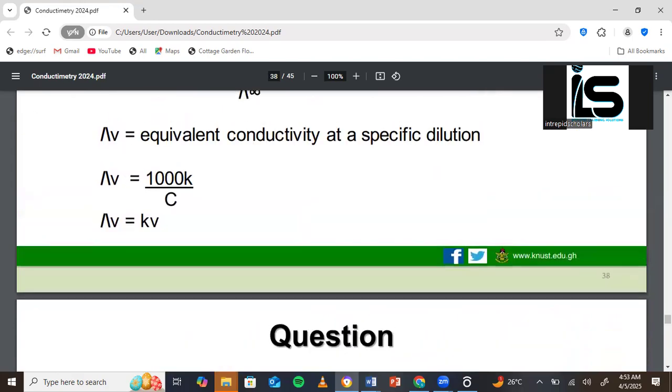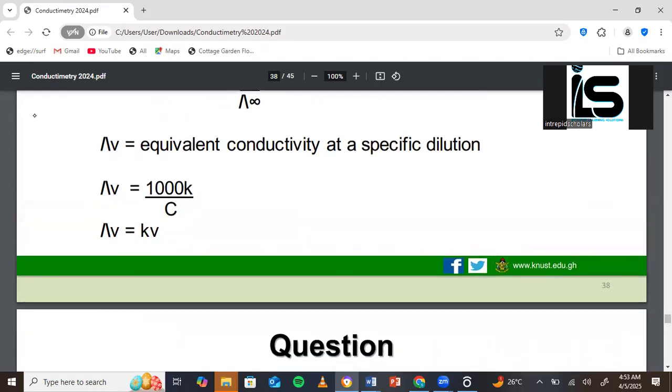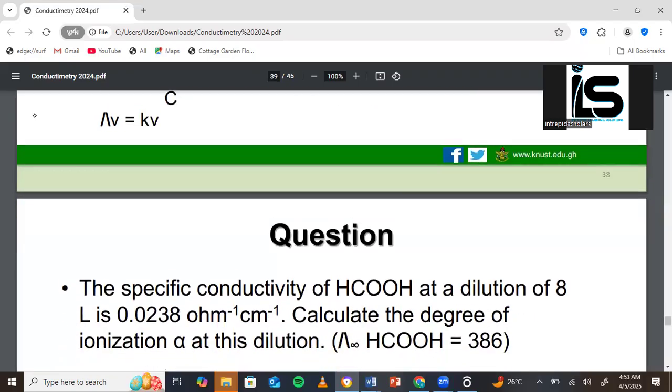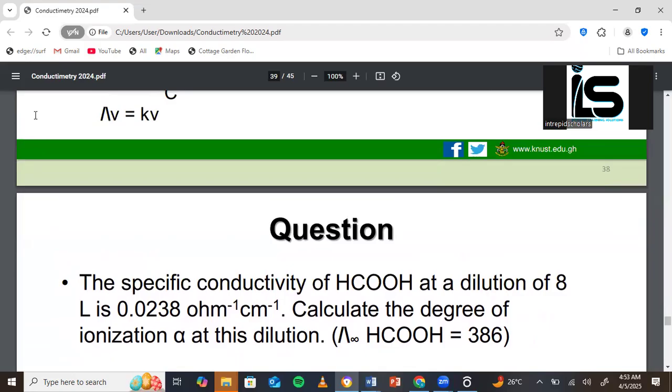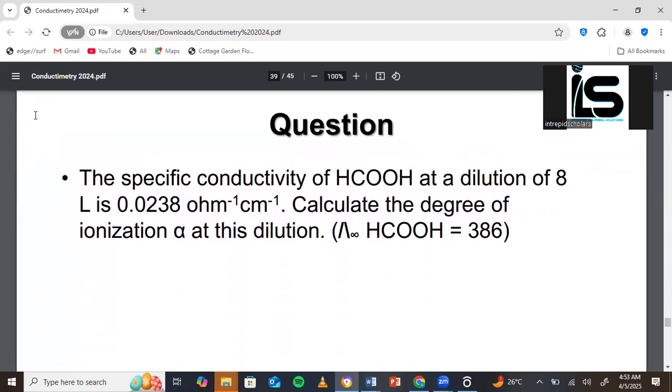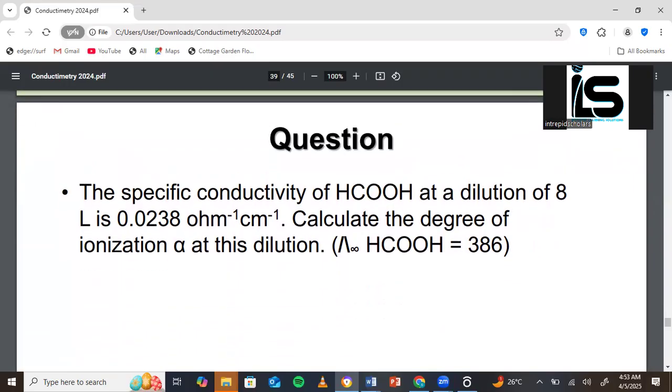Now, if we remember that the equivalent conductivity is equal to kV, right? V is measured in mils. There's a question here for us to try, a very simple question. The specific conductivity of formic acid at dilution of 8 liters. Now, because of the formula we are about to use, you have to change the liters to milliliters because the V here is in mils, right? The specific conductivity is the K. The K is 0.0238 per ohm per centimeter.